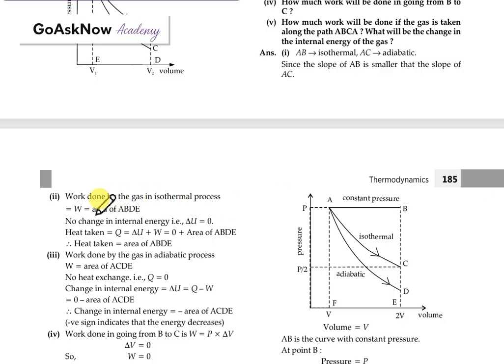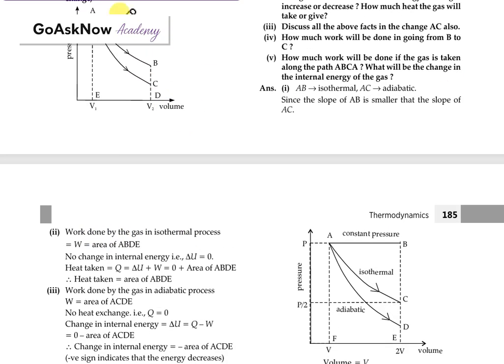Second is how much work is done. The work done in the isothermal process, W, is the area ABDE, this area. There is no change in the energy, so here delta U will be 0. Heat taken will be Q = delta U plus W, which is 0 plus the area of ABDE. So heat taken will be equal to this area, as the internal energy change is 0.